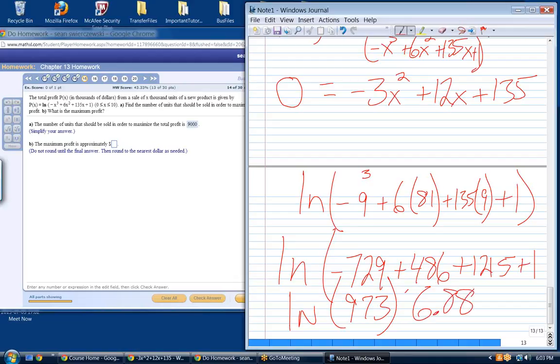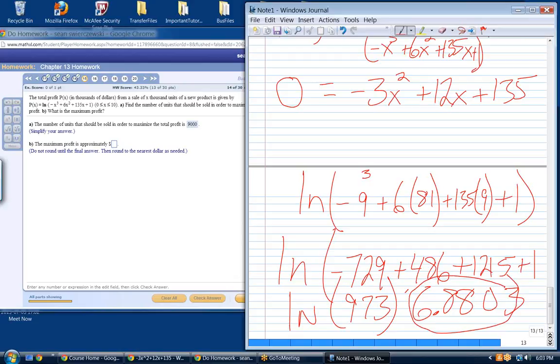6.88. So what is our profit? It says thousands, so in thousands of dollars it should be 6880. Was there a third decimal after the 8 when you looked up the natural log of 973? Yeah, it's 6.8803848082. So it should be 6880. That's our profit.